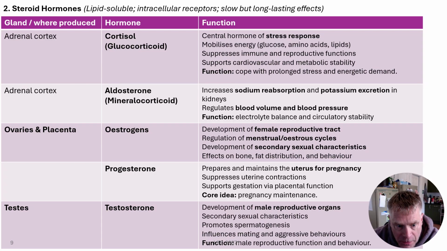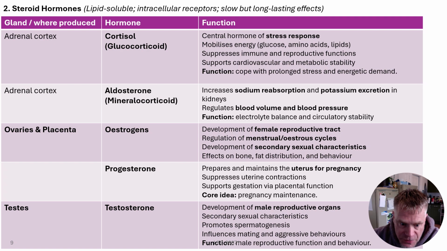Now moving to the ovaries and placenta in females, we've got estrogens, and those are involved in development of the female reproductive tract, regulation of menstrual and estrous cycles, development of secondary sexual characteristics, and it also has effects on bone, fat distribution and behavior. And the other female hormone, progesterone, prepares and maintains the uterus for pregnancy, suppresses uterine contractions, supports gestation, and its main role is in pregnancy maintenance.